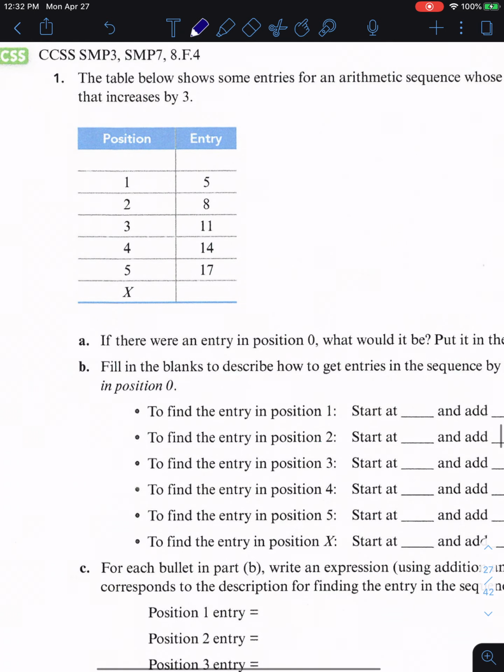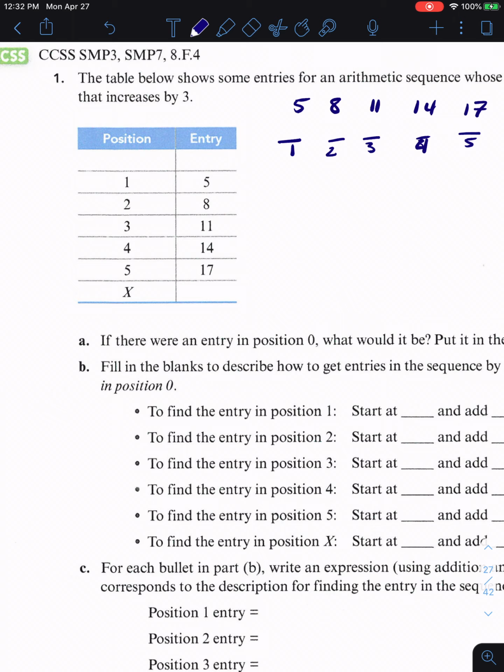So we have some entries. So position 1, we have 5, the entry is 5. Position 2, we have 8. So in other words, we have this sequence, 5, 8, 11, 14, 17, right? And then we're calling this position spot 1. And this is spot 2, and this is spot 3, and this is spot 4, and this is spot 5. Okay. So what do we notice? What do you see and what do you notice?